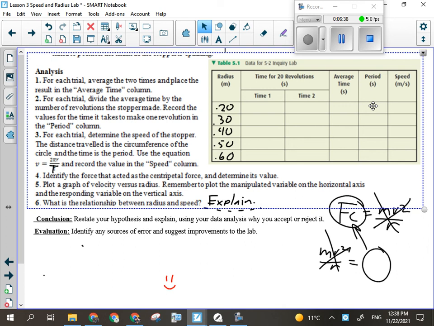Okay, and then for the analysis, the first half of it is just filling in this chart. So doing the calculation for average time, for period, and all that. And then for number 4, it says identify the force that acted as the centripetal force. Remember, yes, we've got tension in this string, but the tension's being provided by this thing, and whatever might be causing it to want to fall. And calculate its value.